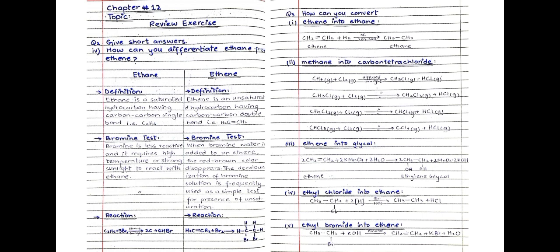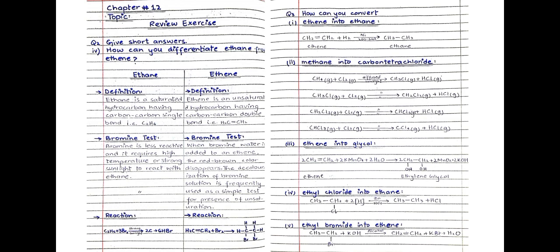Then the second point is the bromine test. Both of them react with bromine, but bromine is less reactive, so in order to react with ethane it requires high temperature or strong sunlight. But when bromine water is added to ethene, the reddish brown color disappears, and the decolorization of bromine water is frequently used as a simple test for the presence of unsaturation. Both of these are the 2 points for our differentiation.